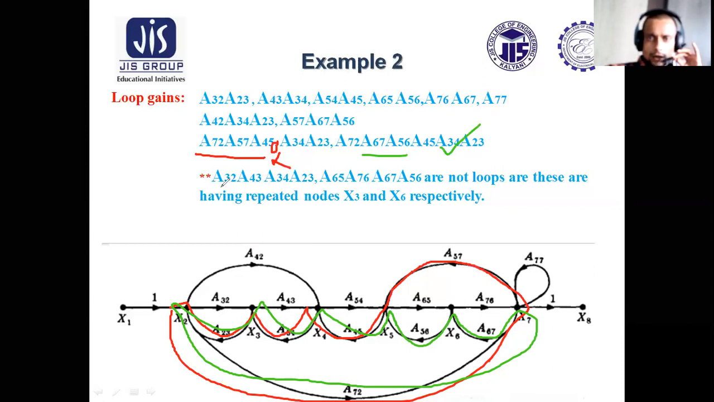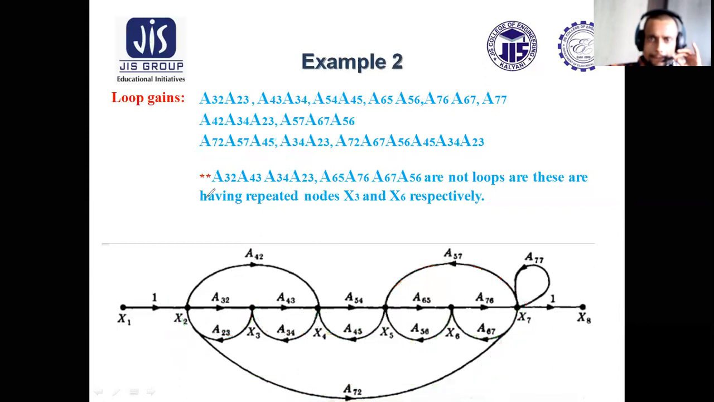Now see, A32, A43, A34, A23 cannot be considered as a loop. Why? Because see here, this is the point which is repeated twice. So this node is repeated twice.